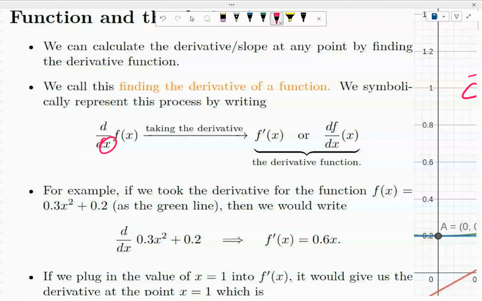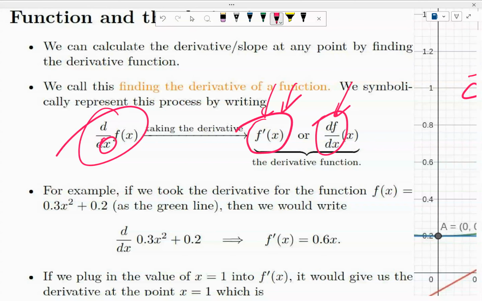Once you take the derivative, we can symbolically represent the derivative function either this way or this way. This is f prime, this is df/dx. This one is kind of assuming you know that it's x. This one is explicitly saying that x is the variable. So if we take the derivative here, let's say this is the function that we just saw, that's this green line here. For those of you that know how to take derivatives, you're going to get another function, and this gives you a function to calculate the derivative at any point x.